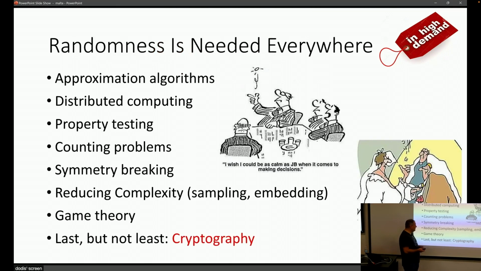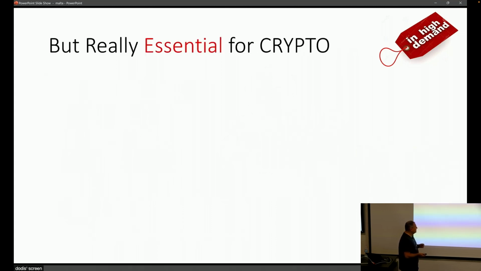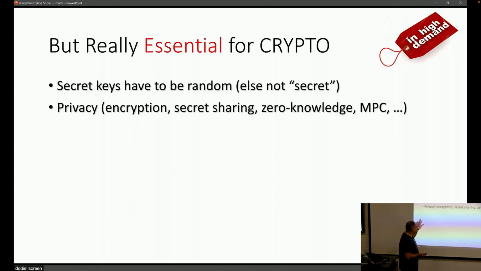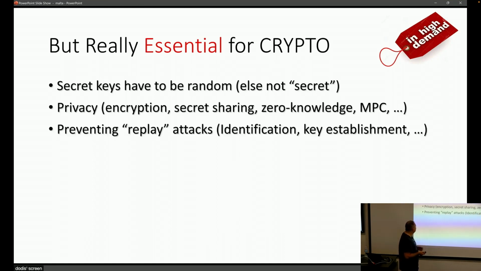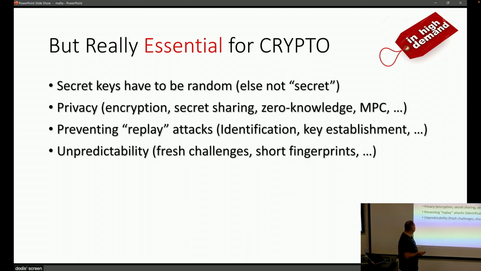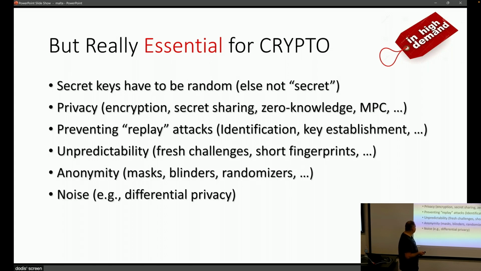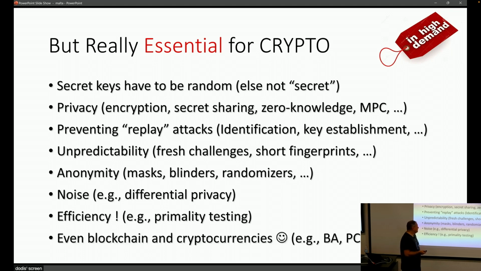Okay, so randomness is really important in cryptography. In many areas: for privacy, encryption has to be random; zero-knowledge proofs, and so on; for replay attacks, unpredictability; differential privacy, all kinds of things, even efficiency. I didn't put machine learning here, but I should put some AI applications, and blockchain too.